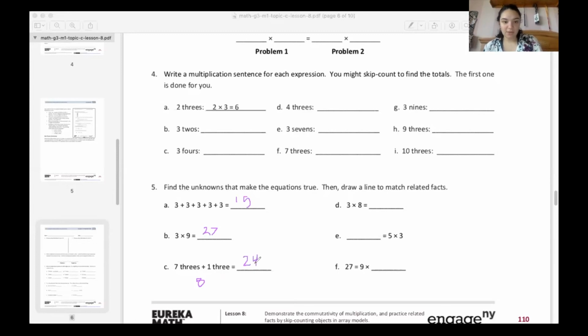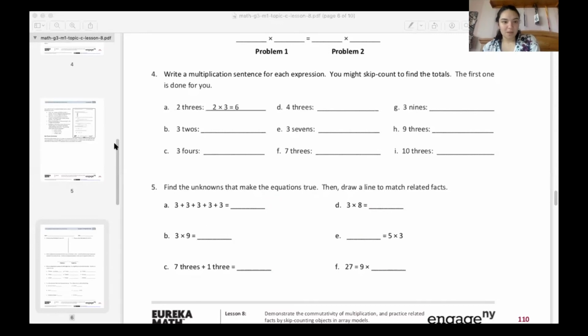So now we just have to match. 27 equals 9 times what? Well, we have 27 equals 9 times 3. We just found out that 5 times 3 is 15, and 8 times 3 is 24. So now we're just going to match them up. So this one's going to go with this one, and this one's going to go there.